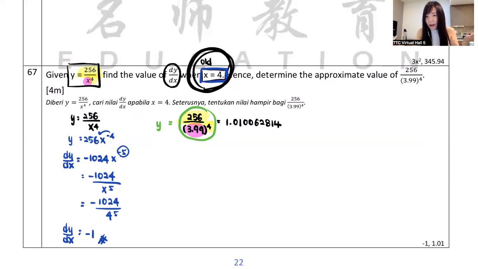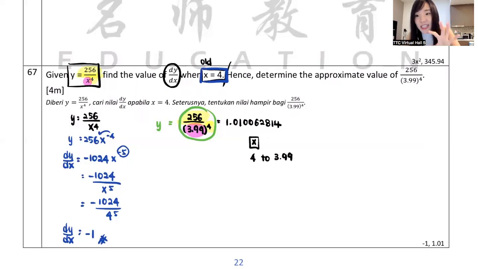That is definitely the old one, right? Because that's why they can sub, right? So now, suddenly the X becomes 3.99. Isn't it? That's how you know this question. They try to tell you the X changes from 4 to 3.99. You see, this is how you know this question is a small change. Do you realize this question doesn't really have the words small change? Even though they have the words approximate value, they never say approximate change, correct? So this is how you figure it out.